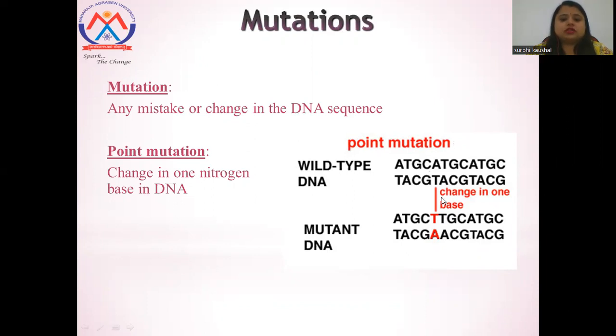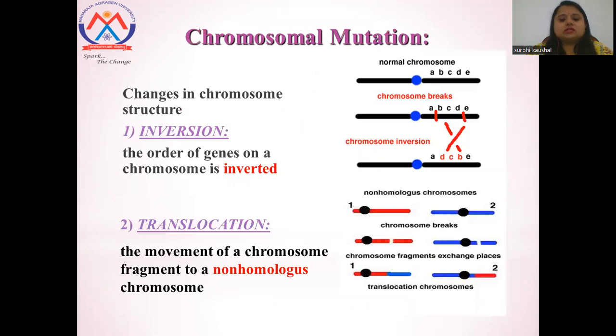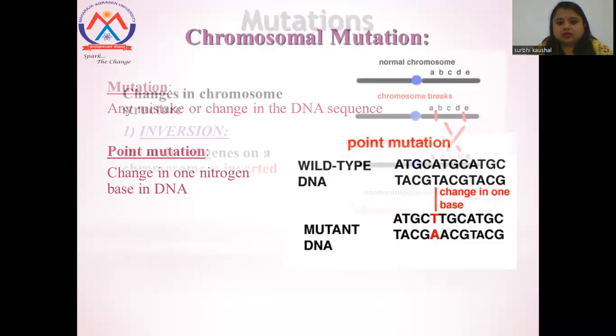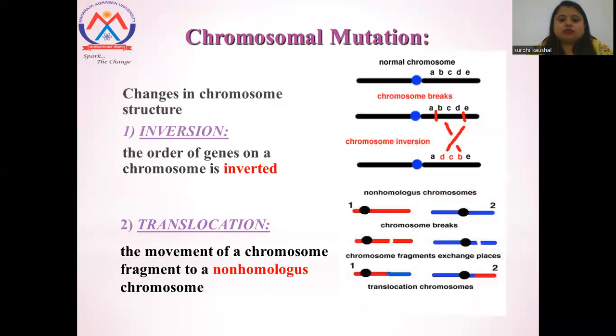Like as you see in this diagram, this is a normal DNA sequence, and here if this thymine is replaced by adenine, the DNA becomes mutant, and it is a single change. But if one or two of the nitrogen bases change, then it is known as multiple mutation. Now, these mutations are of two types, chromosomal mutations and genetic mutations.